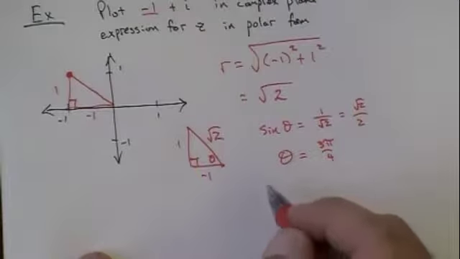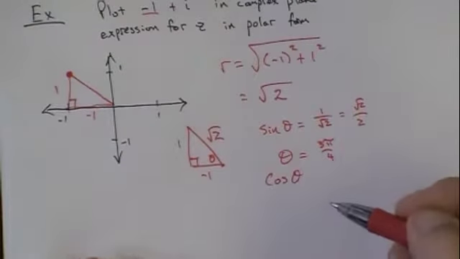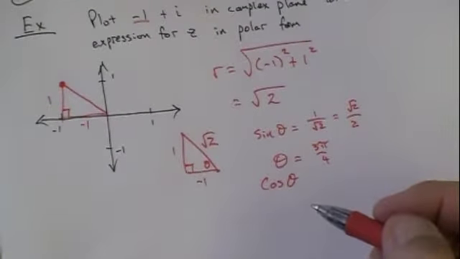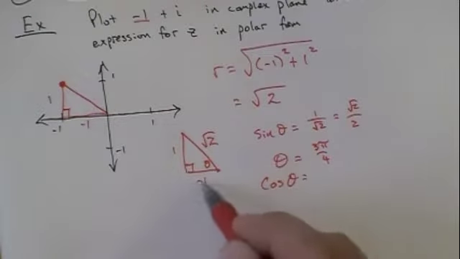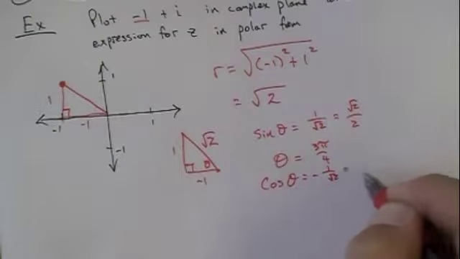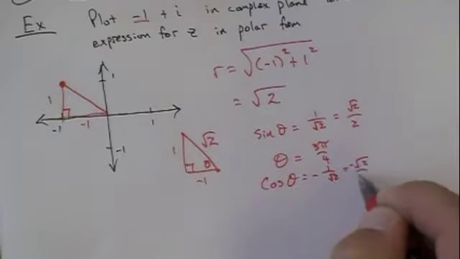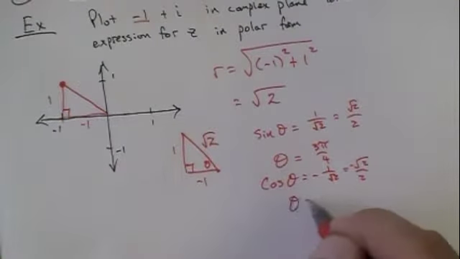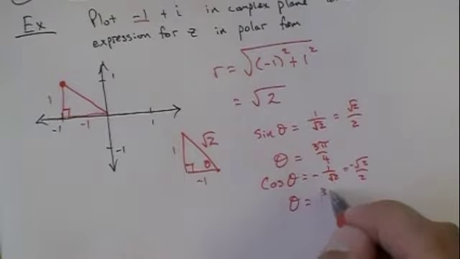Now cosine of theta would be a negative value because we have a -1 here, -1 over the square root of 2. So that's negative square root of 2 over 2 here to give us our theta value is equal to 3 pi over 4.